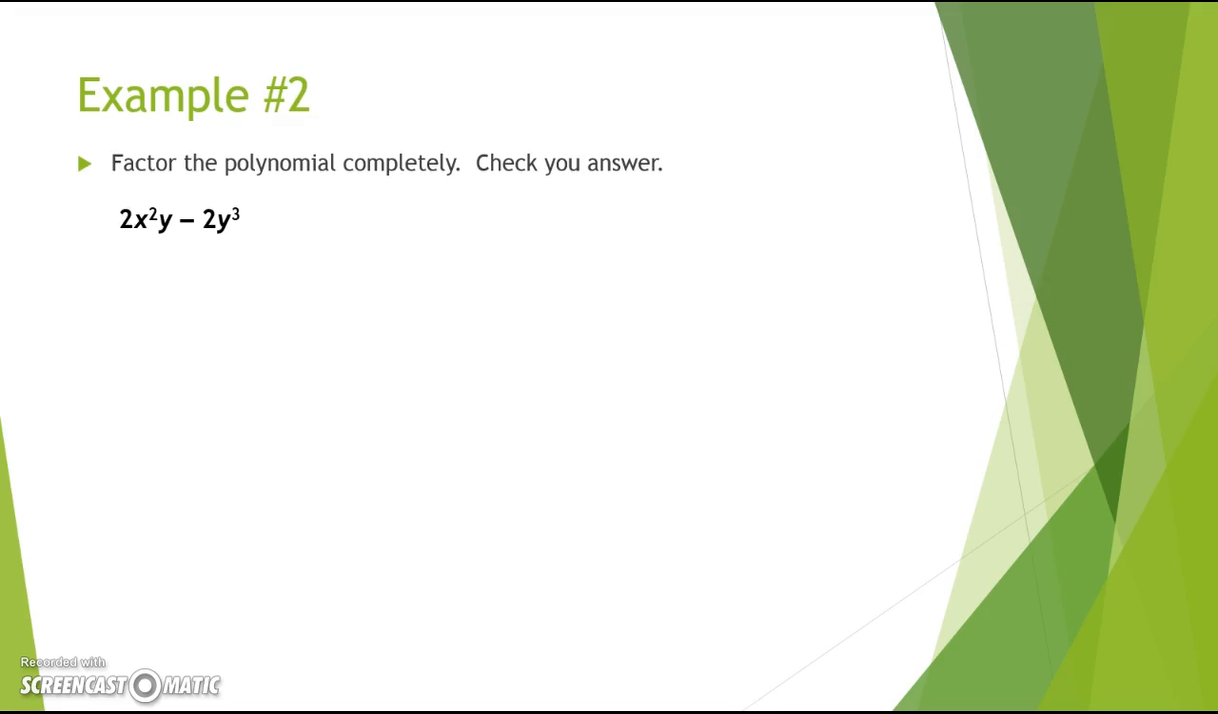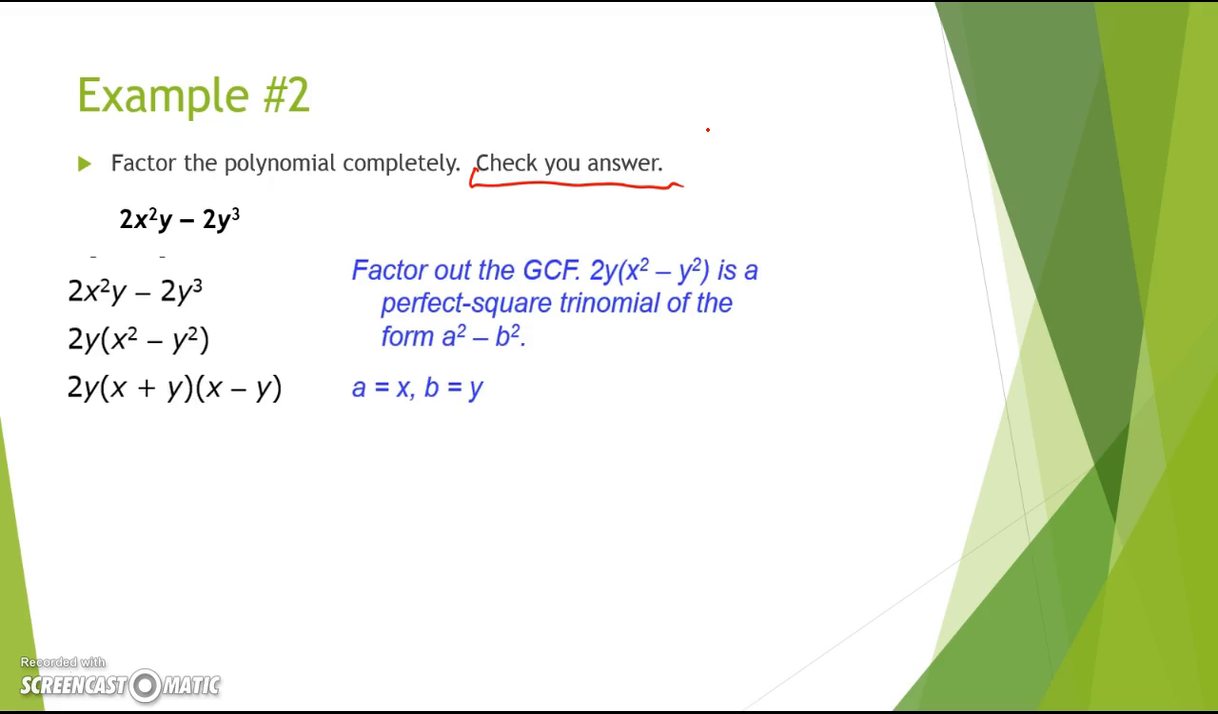For example 2, it says factor the polynomial completely and check your answer. Notice they are asking you to check. So you have 2x squared y minus 2y to the third. So we have to see if there's a greatest common factor. And the greatest common factor is going to be 2y, because we have 2 in each situation, and y. So we pull that out, and we're left with x squared minus y squared.